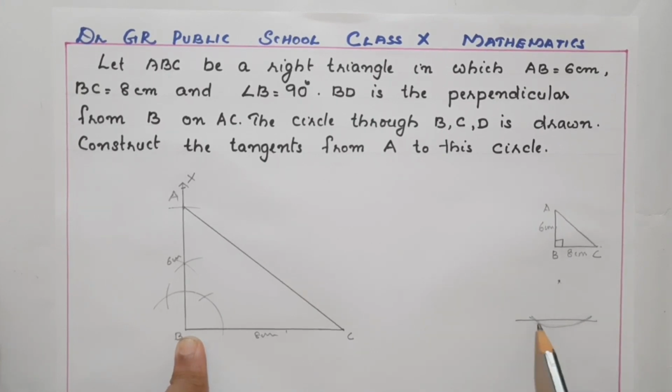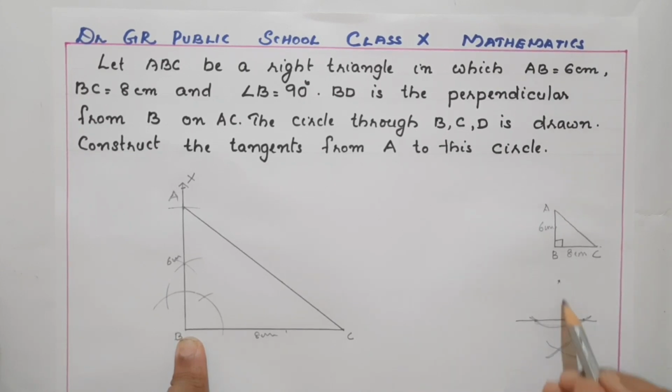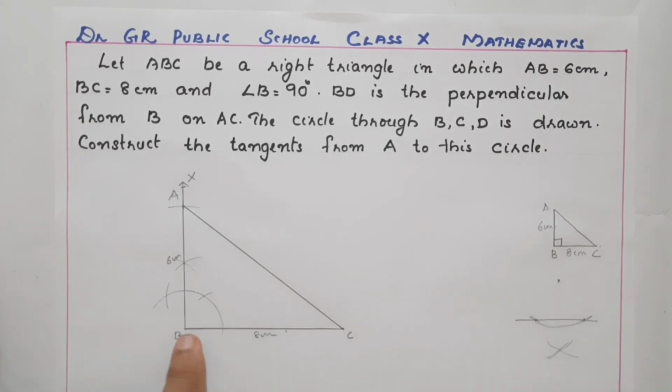This arc is intersecting at 2 points, isn't it? Now by taking more than half of this length in the compass as radius, we have to draw 2 arcs here, one arc from here and another arc from here. Then by joining we will get a perpendicular line. Okay, same procedure we are going to do here. We need the perpendicular to AC from B.